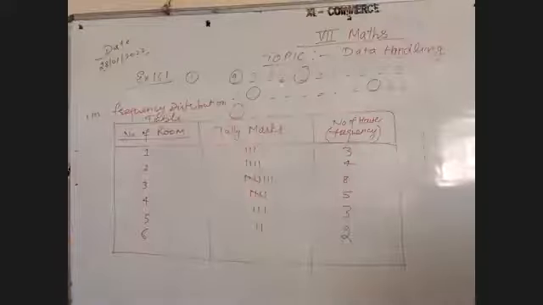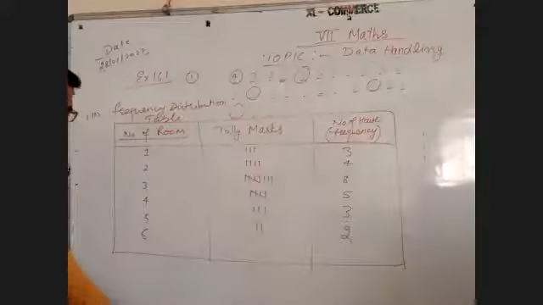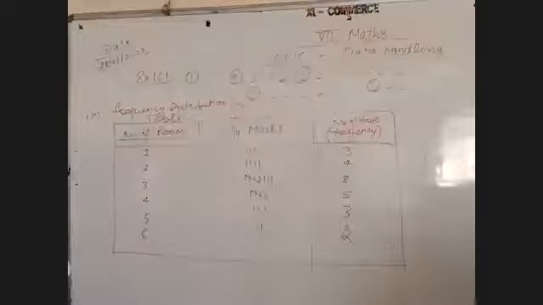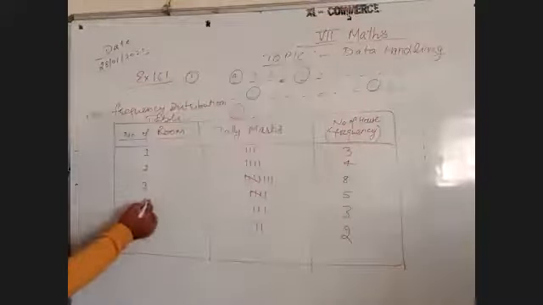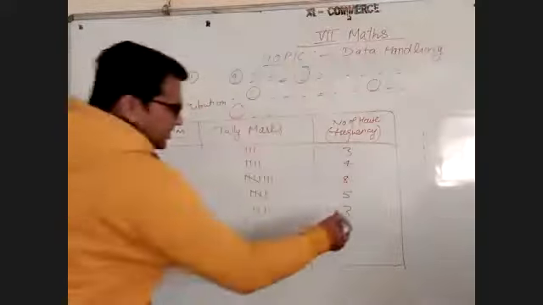So only 5 minutes are left. We have to conclude this question completely. So okay, students, we have to find out the fourth part of this question. The fourth part of this question is: find the number of houses which have 4 or more than 4 rooms. Number of rooms are here. 4 rooms are this and more than 4 in this data. So now we have to sum up this data.